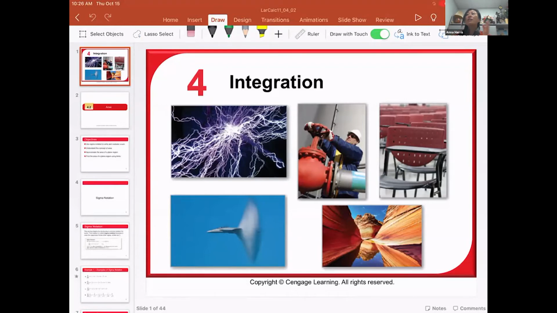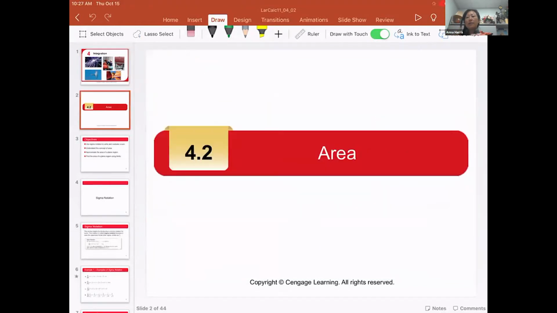I'm trying to give you the physical sense of what integration is and the physical sense of what a derivative is. The physical sense of a derivative is a velocity, and the physical sense of integration, or antiderivative, is area under the curve. So that's what we're going to learn today. That's why it's called area.